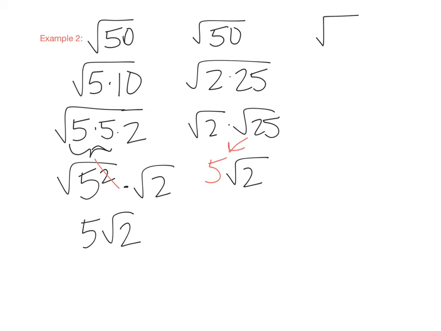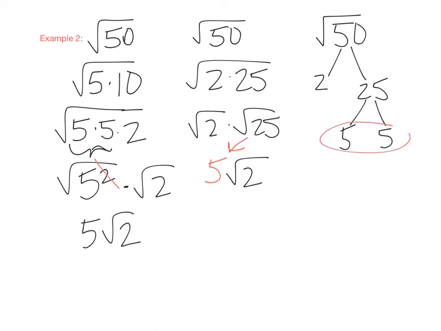Approaching this from the factor tree aspect, we could break down 50 into 2 and 25. Let's try that way. And then 25 can be broken down into 5 and 5. All our numbers are in lowest terms, or prime numbers. So when we pair them up, we have a pair of 5s. So we know we can bring a 5 out to the front. And then we have a 2 that's by itself, so that stays under a radical sign.